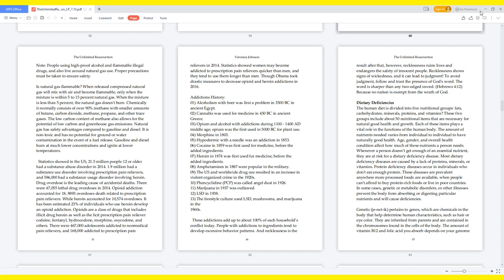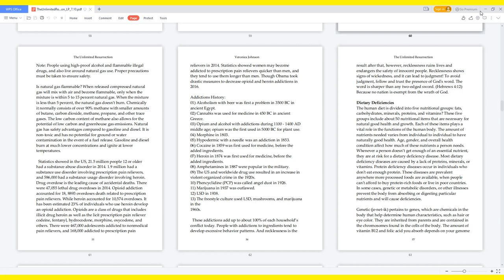13. The freestyle culture used LSD, mushrooms, and marijuana in the 1960s. These addictions add up to about 100% of each household's conflict today. People with addictions to ingredients tend to develop excessive behavior patterns. Recklessness is the result after that, and recklessness ruins lives and endangers the safety of innocent people. Recklessness shows signs of wickedness, and it can lead to judgment.